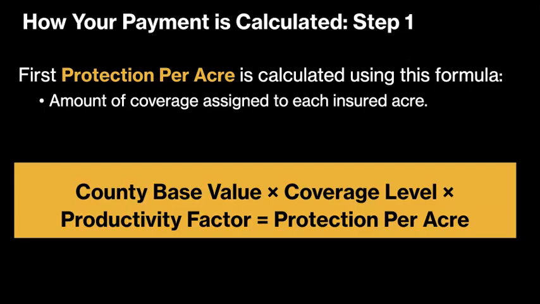Once the county base value is known, the next step is calculating what's called protection per acre. Protection per acre represents the amount of insurance coverage assigned to each insured acre. This calculation combines three factors: the county base value, your selected coverage level, and your chosen productivity factor. The formula is simple: county base value multiplied by coverage level multiplied by productivity factor equals protection per acre. Choosing a higher coverage level or selecting a higher productivity factor increases the protection assigned to each acre, while lower selections reduce both the protection and the premium.